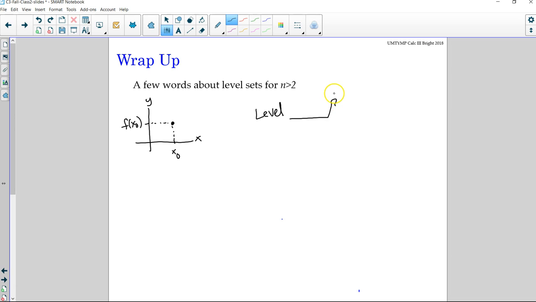I want to come back to this in a moment, but we can talk about level sets in 2 dimensions, but what are they?